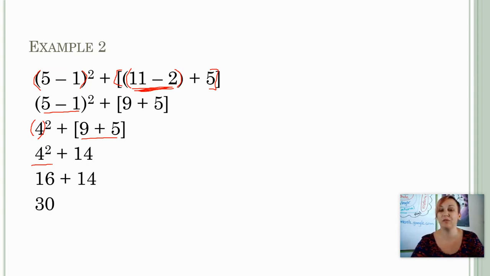Okay, so again, remember step by step, and think about PEMDAS in your head while you're doing the problems. Do a little mental checklist. Where am I? P-E-M.